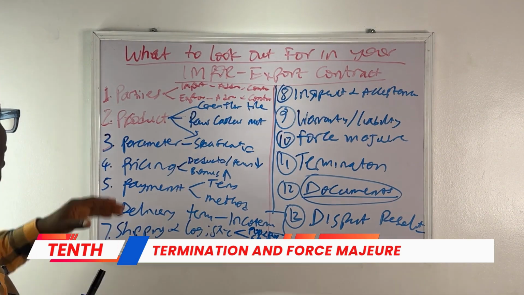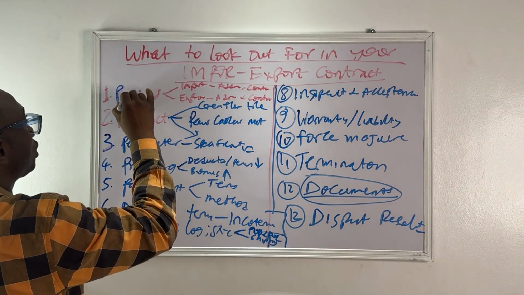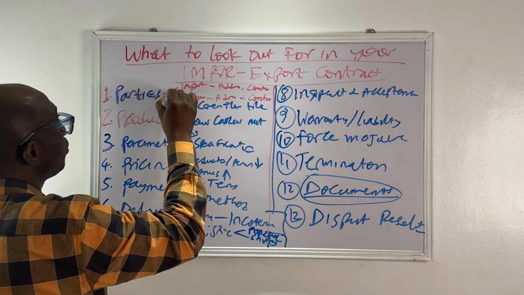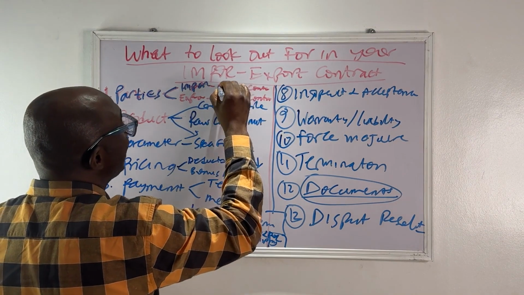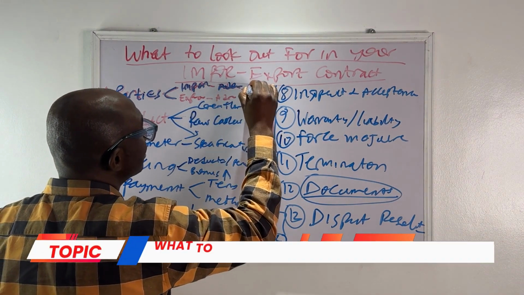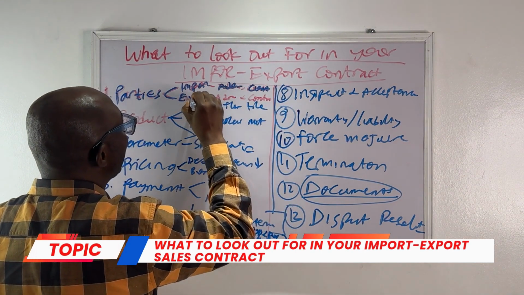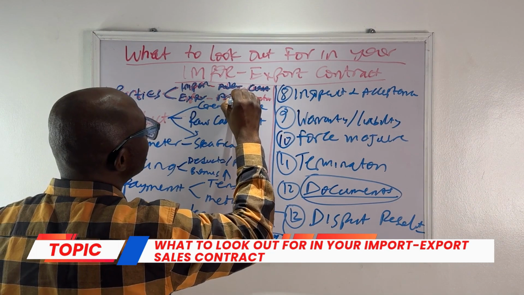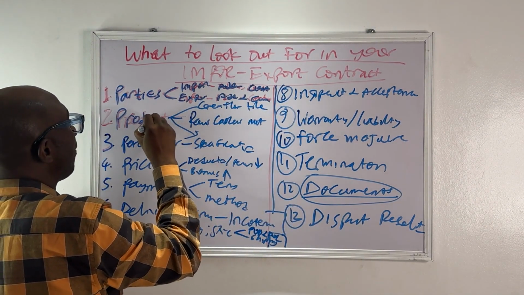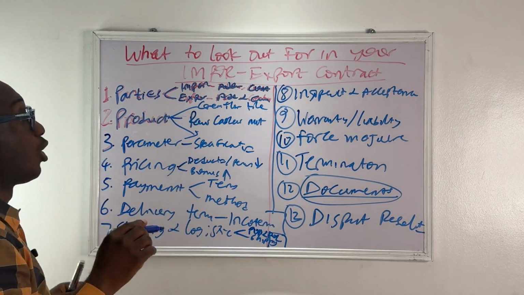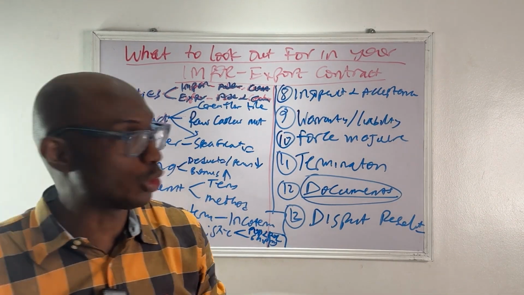So, number one, the parties. Am I signing the agreement with the party I'm negotiating with, that we have discussed with, that I'm comfortable with? And I'm looking at the importer and the address and contact, the exporter and the address and contact, then the product. And by product, I'm looking at the description of goods. What you are telling me to ship, or is it what we agreed that we are going to ship?